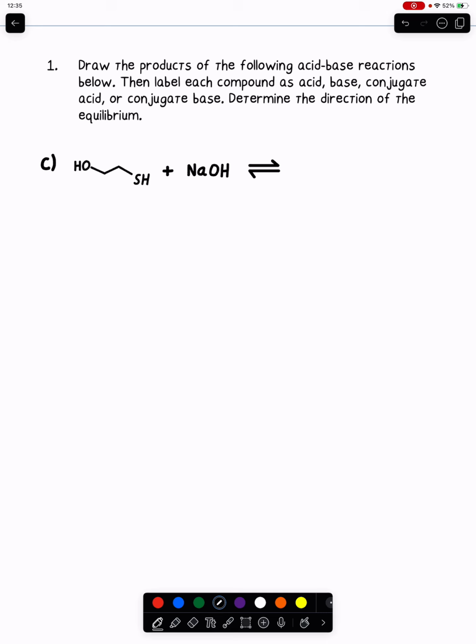Just like the last two examples, let's identify what is going to act as the base here. In the last two examples, the negative charge was very clear. It was written out. In this example, we see that we have sodium hydroxide. Sometimes you're going to see things written like this with their cation there. So it's important that you recognize that means you're going to be using hydroxide. So hydroxide is going to be our base here. We're going to go ahead and label that as our base, which means this species is going to be our acid.